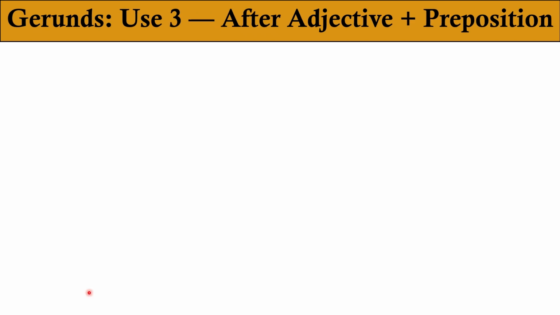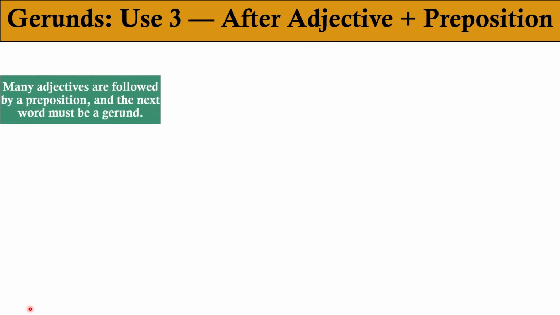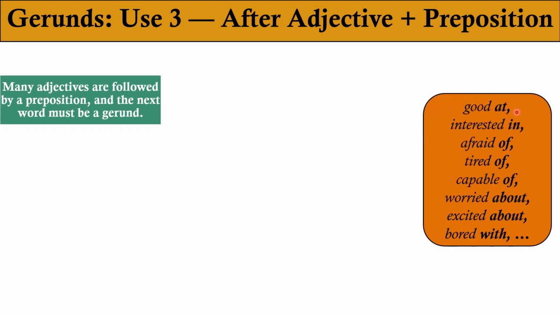Now let's look at a third very common situation for gerunds. After an adjective that is followed by a preposition. Many adjectives in English are naturally linked to specific prepositions, and after such prepositions, you must use a gerund. Some useful patterns include good at something, interested in something, afraid of something, tired of something, etc.